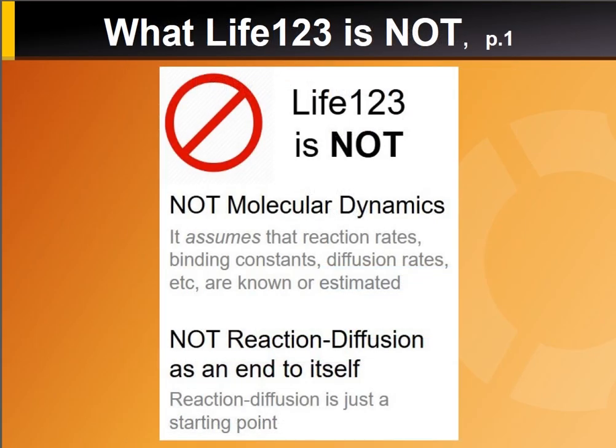Equally important is to talk about what Life123 is not. One thing it's definitely not, and it's often an assumption that many fall for, is molecular dynamics. It does not aim to compute what the kinetics of a particular reaction are. It assumes that the reaction rates, binding constants, diffusion rates, and so on are either known or estimated from measurements, or from AI models, or from molecular dynamics. And it's not just reaction diffusion as an end to itself.